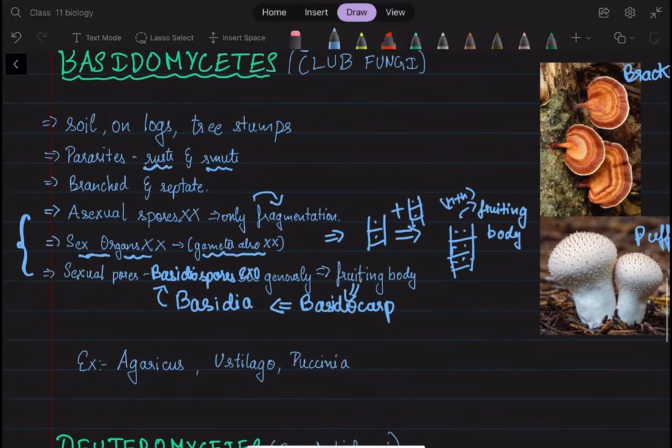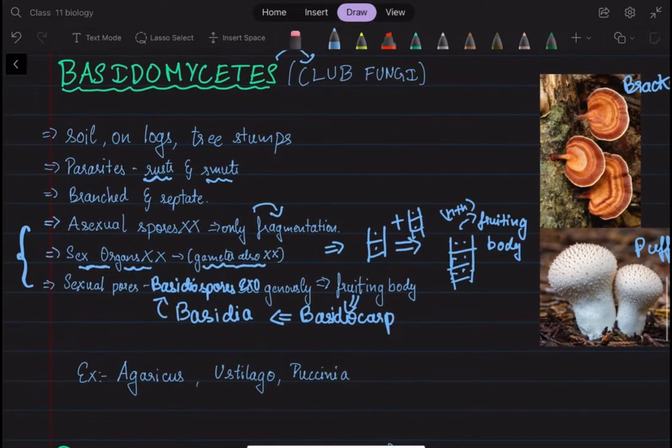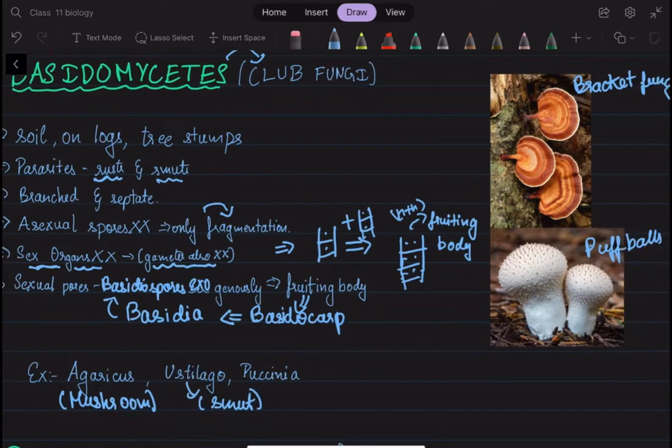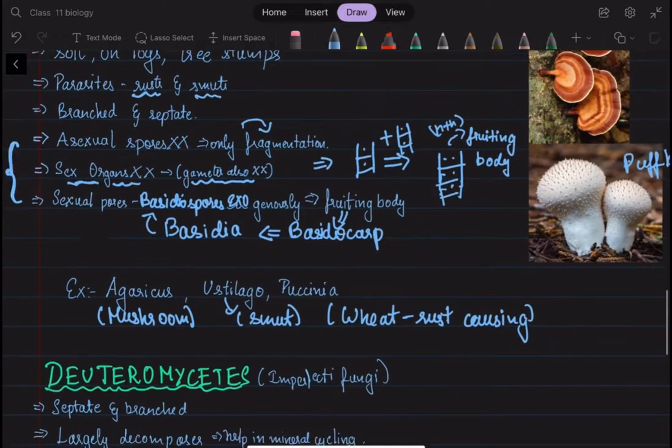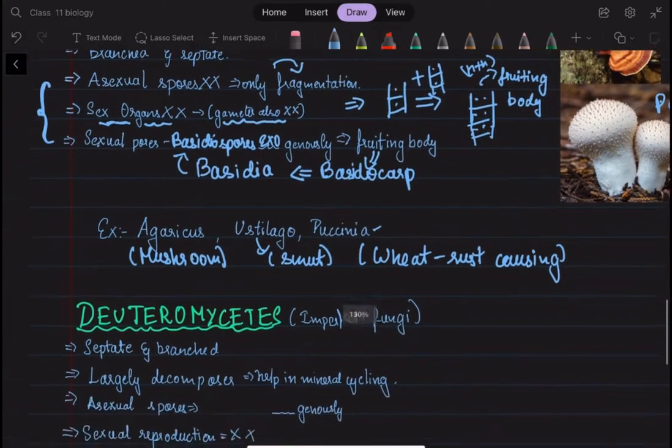And again, some important examples. Agaricus, we know Agaricus is basically mushroom. And we have Ustilago, the scientific name of smut fungi. And we have Puccinia. Puccinia is a rust-causing fungus in wheat. We see that sometimes the wheat gets rusted. That is because of Puccinia.